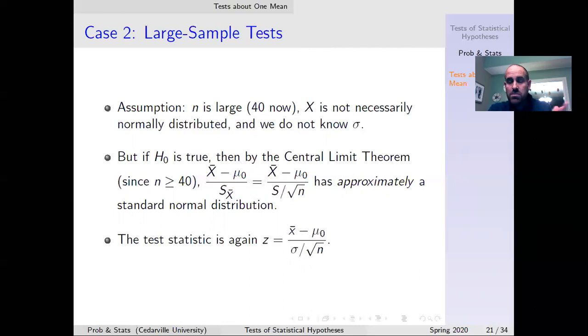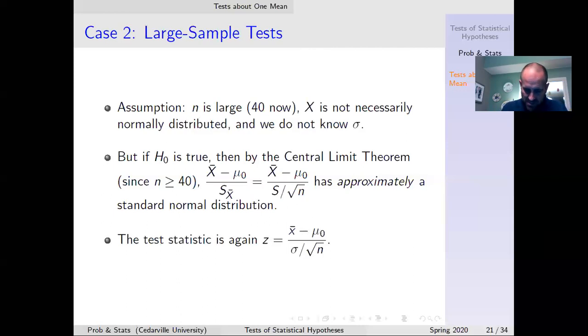Of course, if you know that the underlying distribution looked kind of bell-shaped just based on making a histogram or something, then 30 is probably fine, to be honest with you. And you don't know sigma. So large sample size, don't know sigma, just like in the confidence interval situation. If H0 is true, then you can actually invoke the central limit theorem. You have an approximately standard normal distribution, even though you're using S, the sample standard deviation, in the place of sigma.